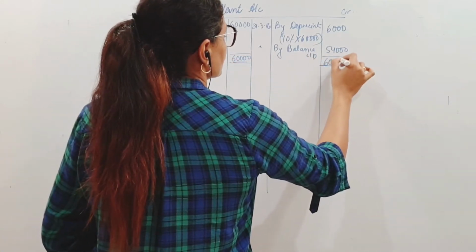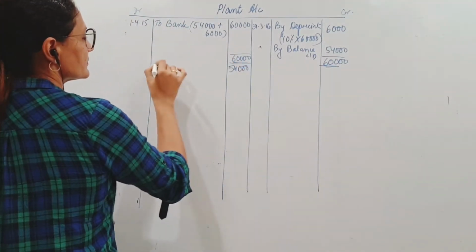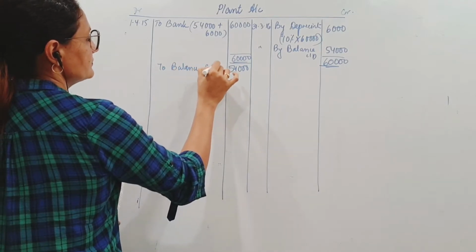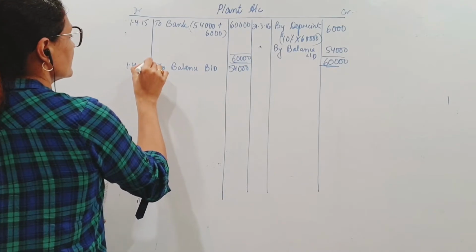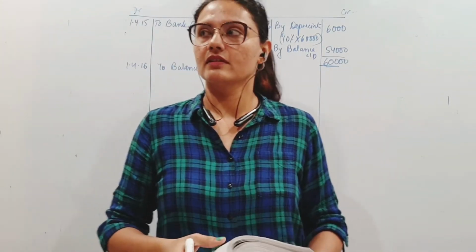We simply have to charge depreciation. Bring down the balance. Balance brought down. Now, which date? This was 31st March 16. This becomes 1/4/16. Alright? Next.